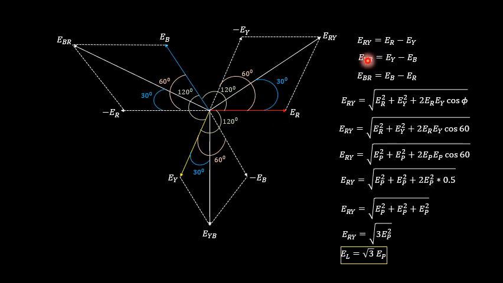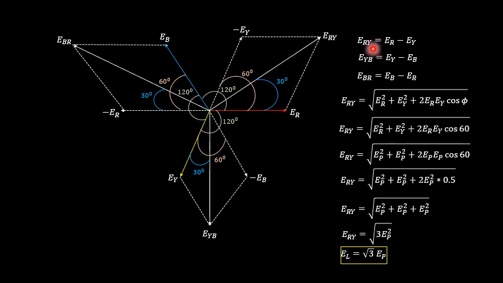So we have seen what these representations are in terms of ERY, EYB and EBR, and what ER, EY and EB are. From the previous diagram, it is clear that ERY, EYB and EBR will be called line voltages. ER, EY and EB will be called phase voltages. So how to draw this particular vector diagram or phasor diagram?